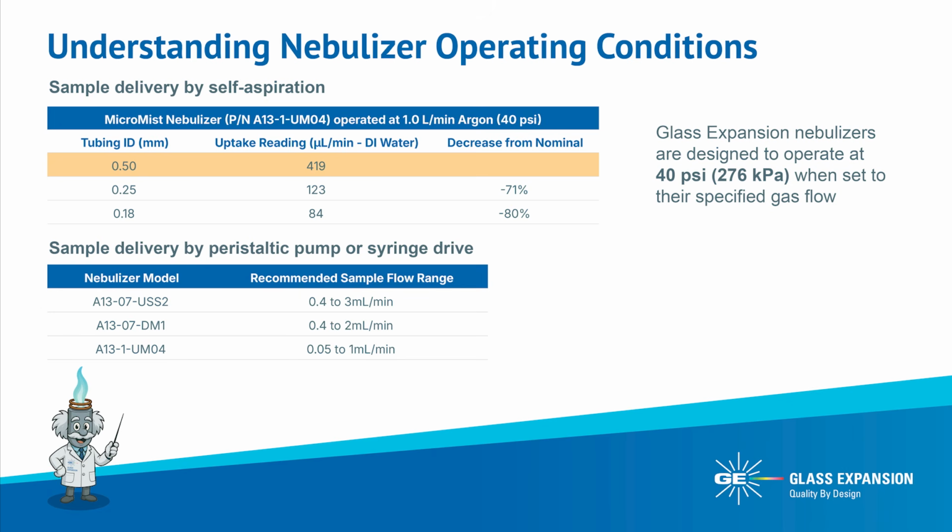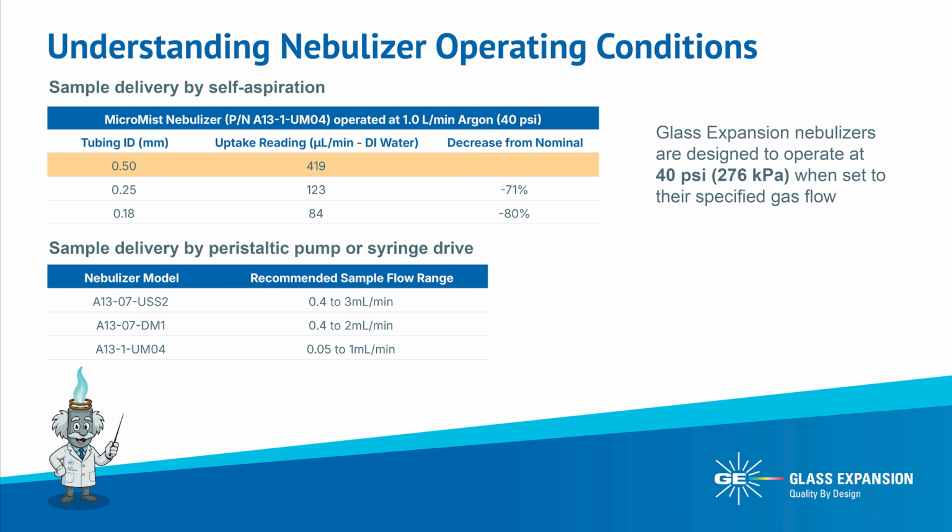However, the actual uptake depends on the viscosity of the sample, the length and inner diameter of the nebulizer sample tubing, the sample to nebulizer height difference, and the nebulizer gas flow rate. The top table shows approximate percentage reduction in water uptake using different internal diameters of nebulizer sample tubing. The highlighted row indicates the standard packaged configuration.